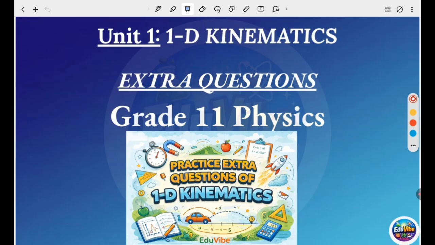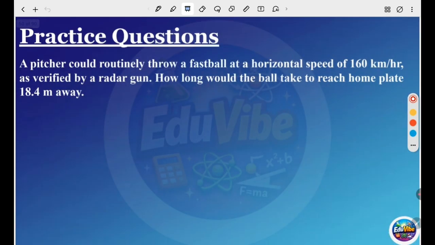Today we conclude the unit, which is 1D kinematics, with some extra questions on each topic which we did in my previous lessons. If you skipped any lesson, check the playlist link in the description to check out all the lessons of this unit. Today we deal with the extra questions of each topic, which are very important. So let's move on to the first question.